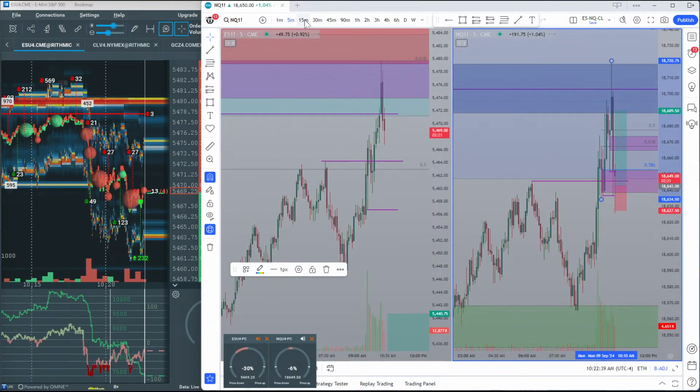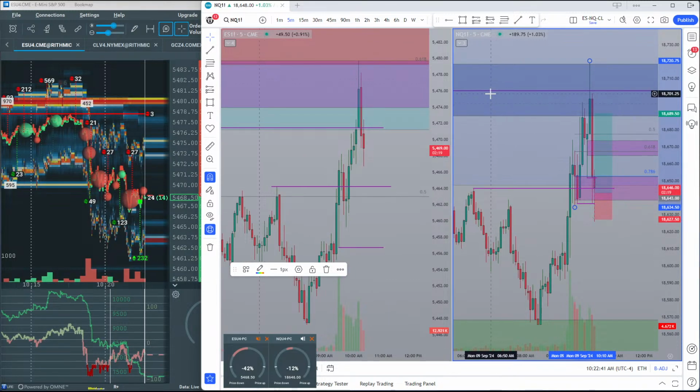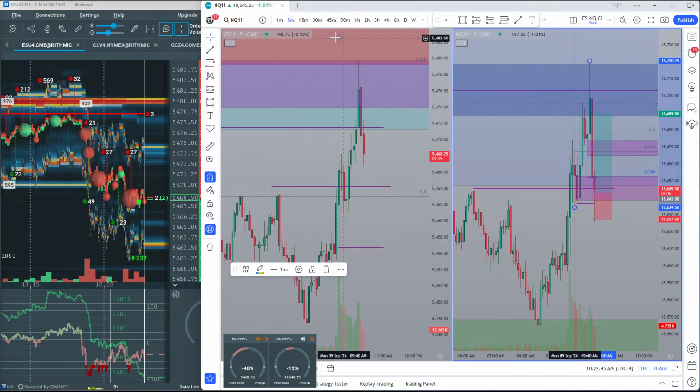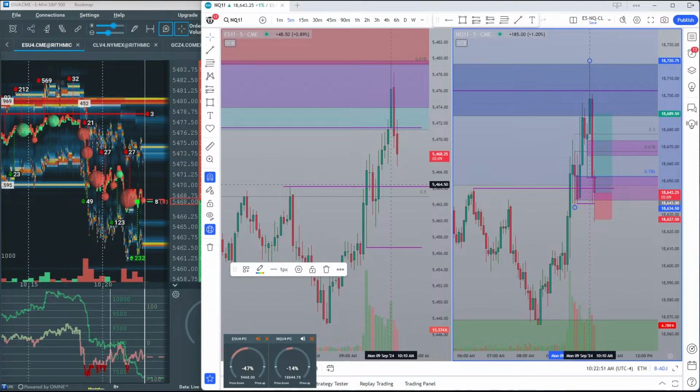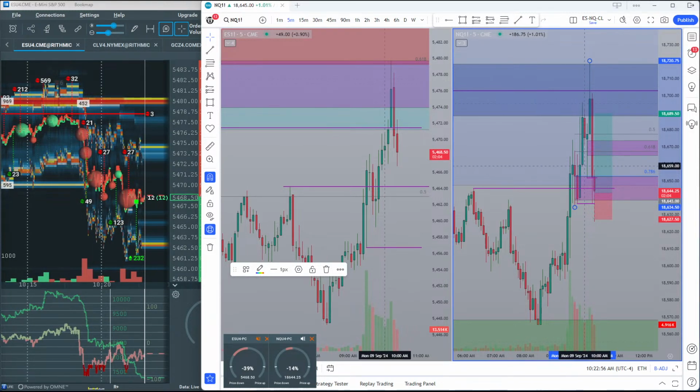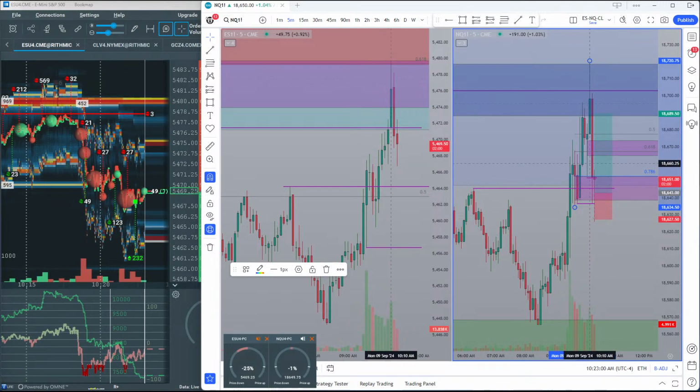Let's take a look at the 5 minute. The 15 looked bearish. I said that on NQ earlier. Glad I was right. That's what I'm saying. I said it was bearish because of the 15.